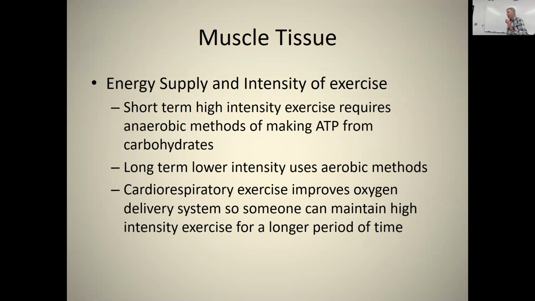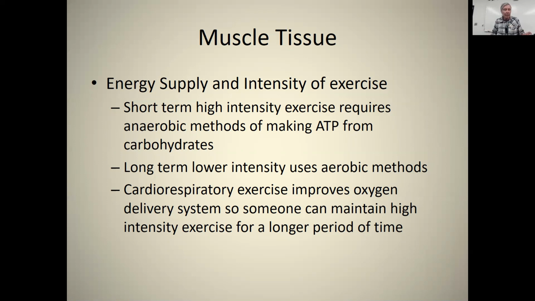So short-term high-intensity exercise requires anaerobic methods of making ATP from carbohydrates. You have to use carbohydrates. In order to do anaerobic means, you've got to use carbohydrates. You can't use proteins and fats anaerobically, just carbohydrates. Long-term, low-intensity exercise uses aerobic methods and can use carbohydrates and fats and proteins.